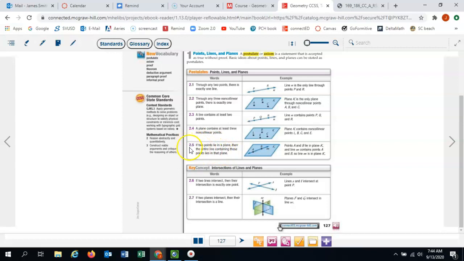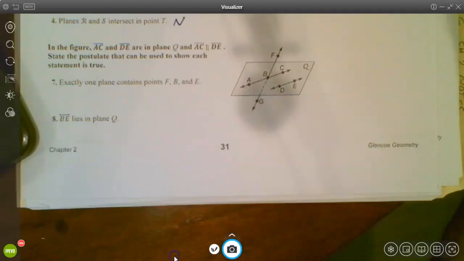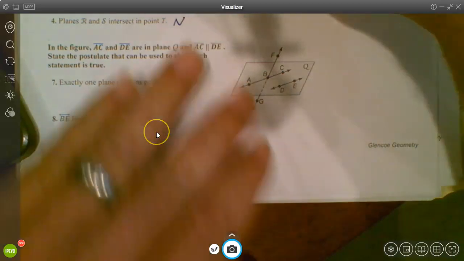Again, don't put 2.5. No one will know what that means. You want to write the idea, the statement right here. So we would write this full statement for our answer on that one. And that's number 8. Let me take you to the second page.